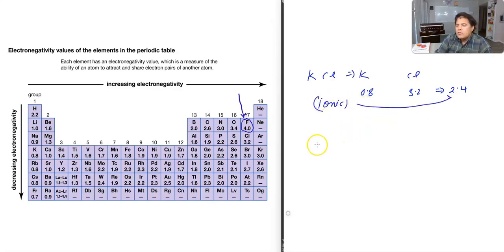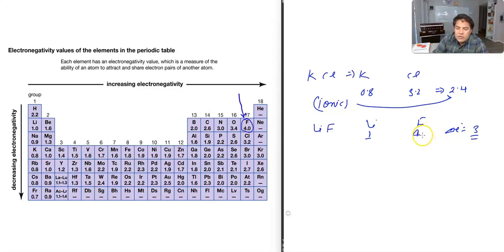So similarly, others also you can find out, right? Lithium fluoride, LiF, for example. Lithium is 1, fluorine is 4. So what is the electronegativity difference? 4 minus 1 is 3, which is greater than 1.9. This is ionic.